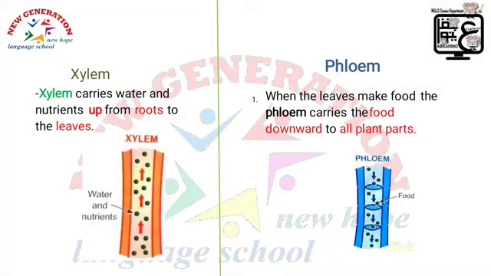Okay, we have xylem and phloem. Xylem carries water and nutrients up from the roots to the leaves. Phloem, when the leaves make food, carries the food downward to all plant parts.